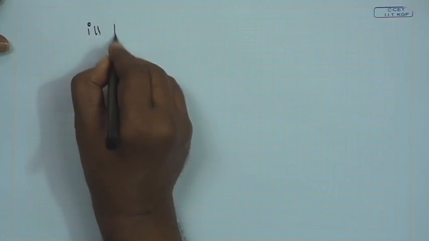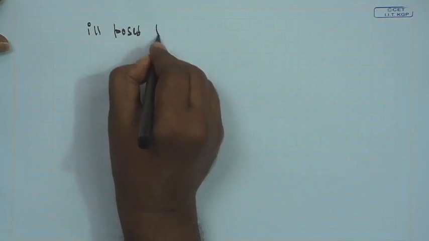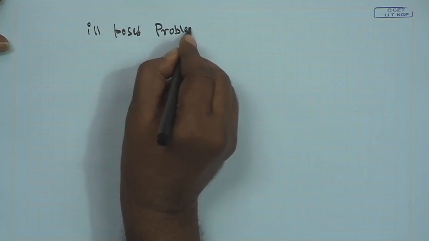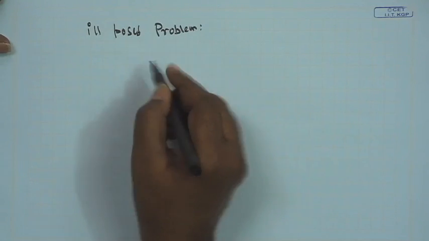Now in this class we will be looking into how an ill posed problem can be converted into a well posed problem, and then we can directly go ahead with the separation of variables type of solution. So let us consider one ill posed problem, one of the sub problems that we considered last time.